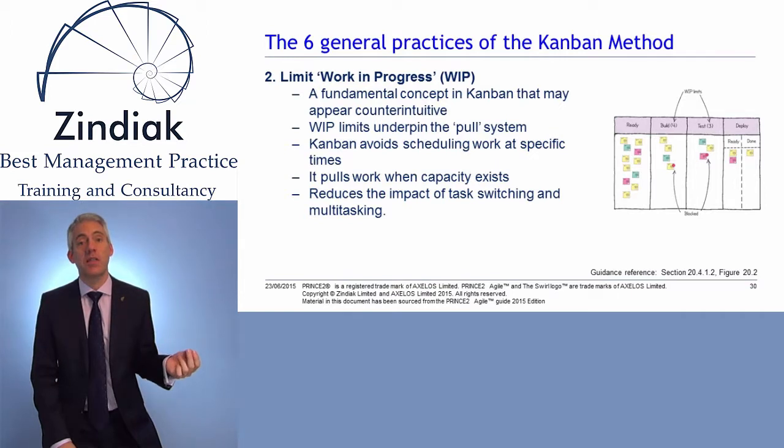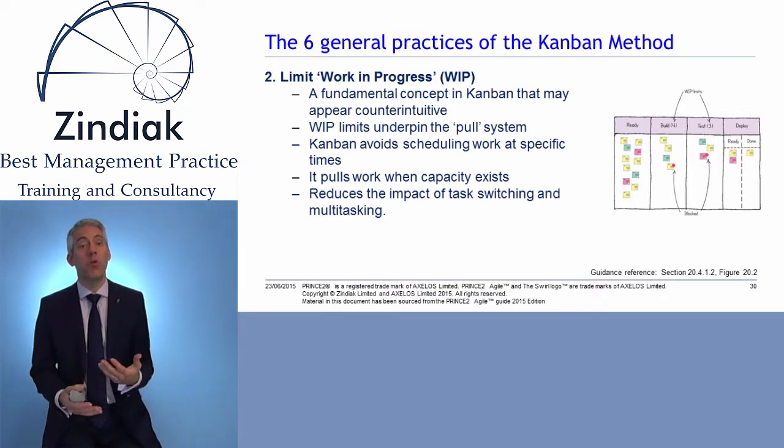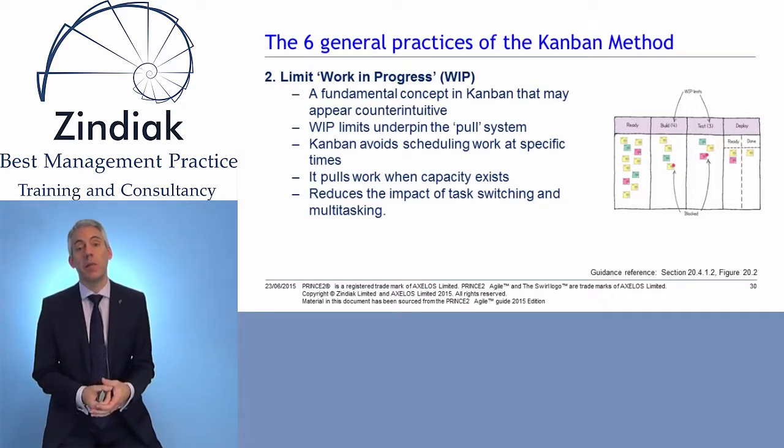The second general practice of the Kanban method is to limit work in progress. Limiting work in progress may seem a little counterintuitive at first, but think about a motorway. If there are a few cars on the motorway, they can all travel at the speed limit, whatever that might be where you live. As the traffic builds up and more cars come onto the motorway, you reach a point where the cars begin to slow down. They can't travel at the speed limit or their optimum speed because of the weight of traffic.